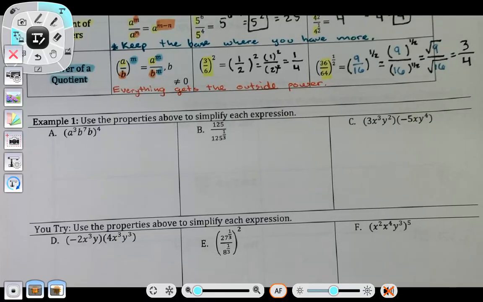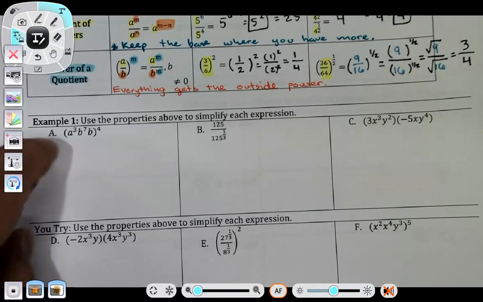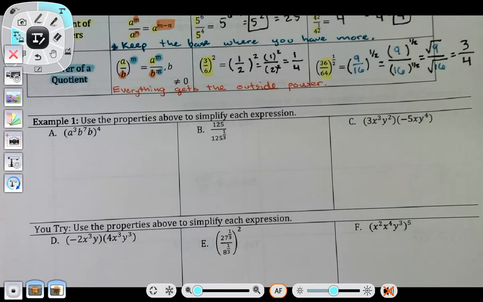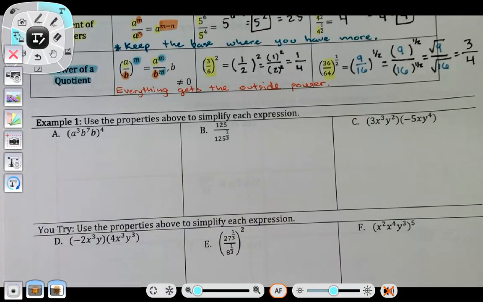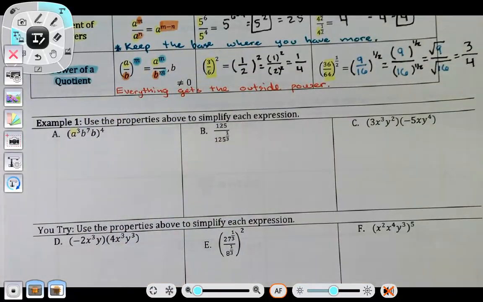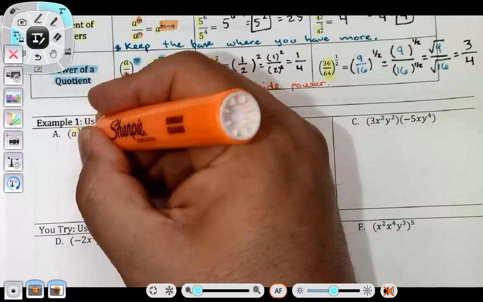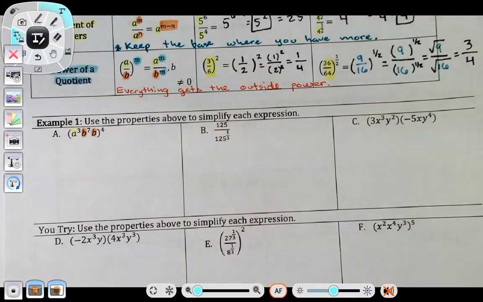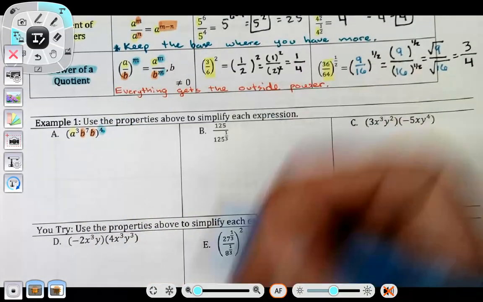Use the properties above to simplify the expression. For letter A, I already see the one thing I have to take care of first. So, Jonas, what am I going to take care of in letter A first? Yeah. See, I've got 1A. That's great. But should you have a problem with 2 of the same letter? Yeah, never. Yeah, there's a 4, but I'm not ready for that.